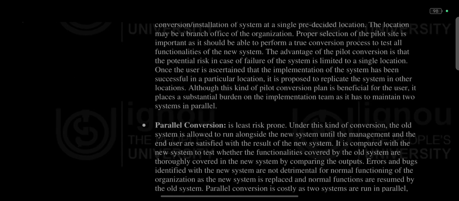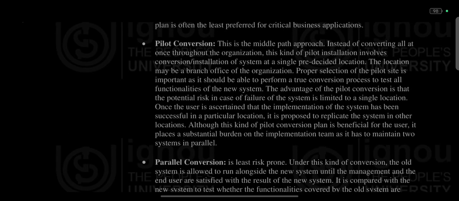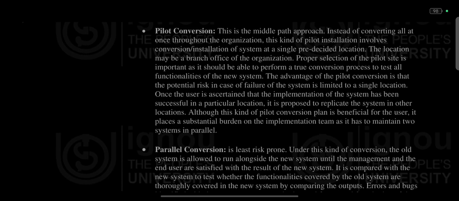So, next we have pilot conversion. This is the middle path approach. Instead of converting all at once throughout the organization, the pilot installation involves conversion or installation of the system at a single pre-decided location. The location may be a branch office of the organization. Proper selection of the pilot site is important, as it should be able to perform a true conversion process to test all functionalities of the new system.